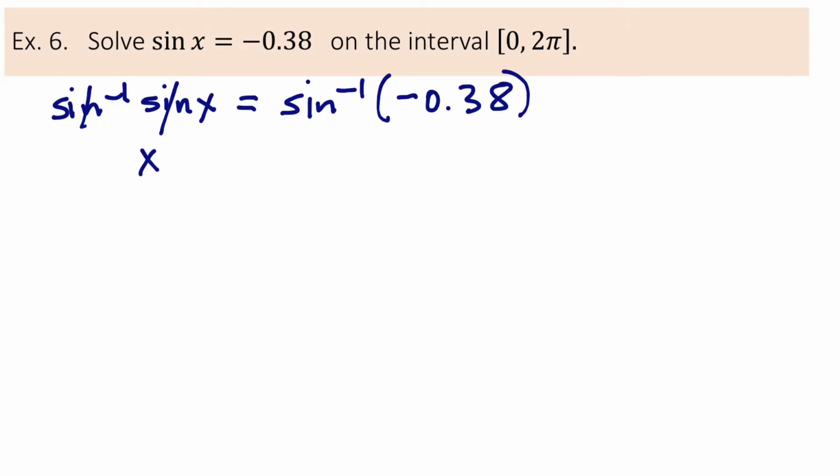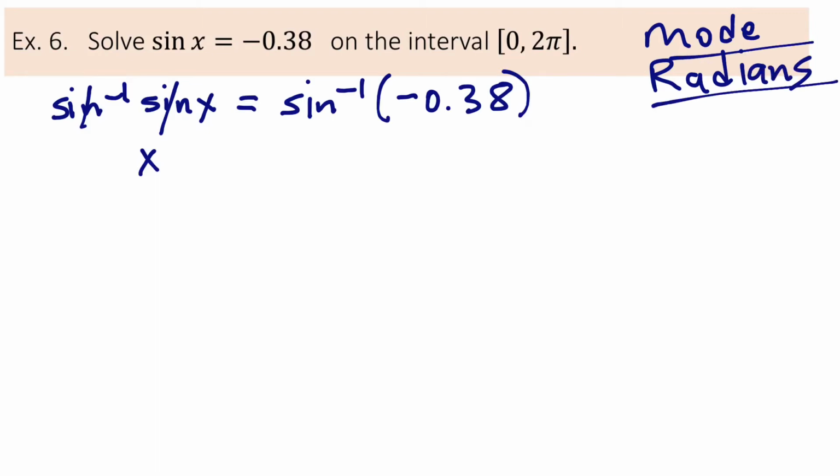You're going to be in mode radians in your calculator, and you're going to type in inverse sine of negative 0.38. You should get in radians that your angle x is equal to negative 0.3898 radians.